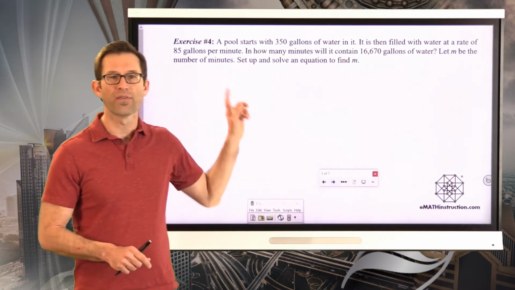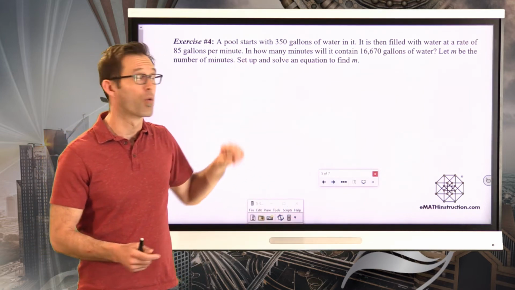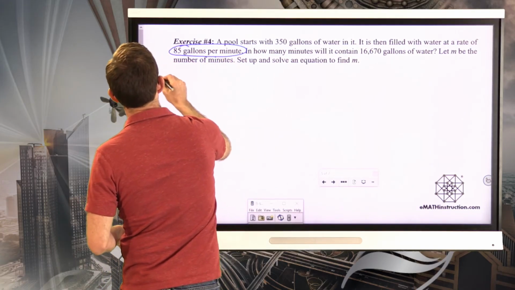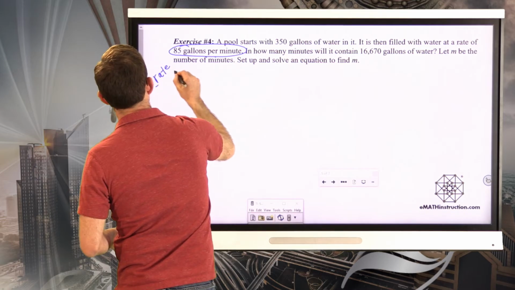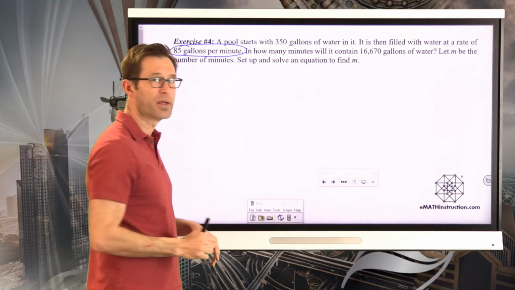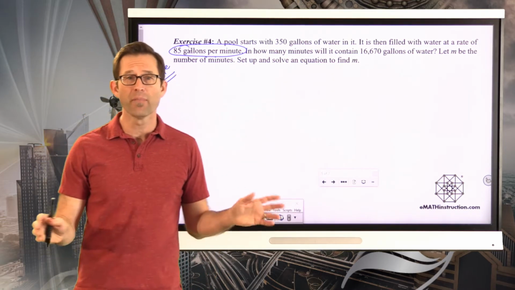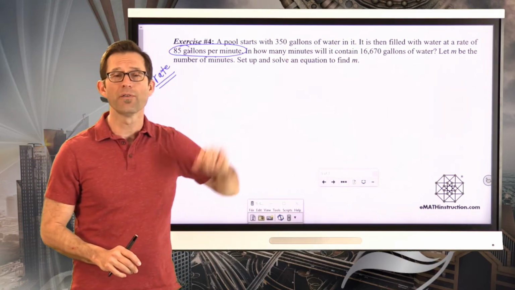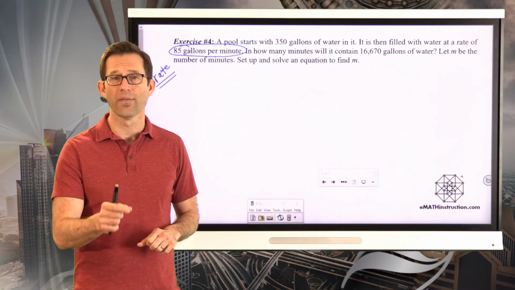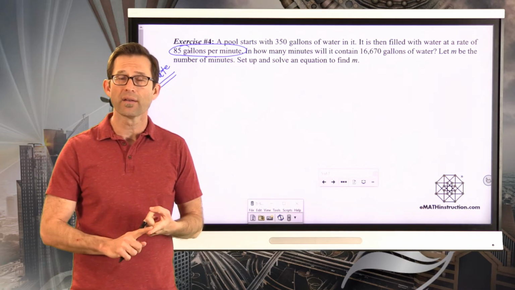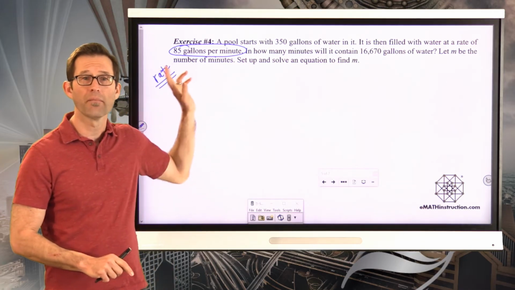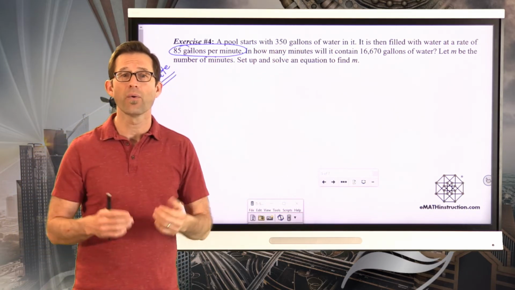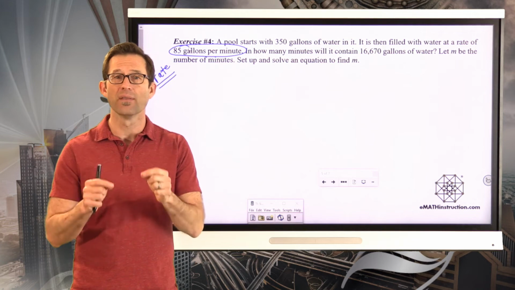Well, hopefully you'd take the 85 gallons per minute, that rate, right? And this is very important, right? This rate that we're dealing with, 85 gallons per minute. You would multiply that by 5 minutes and figure out, well, whatever that is. And then you'd add it to the 350 gallons that was already in there, right? So you'll take the amount of time, you'll multiply it by the rate. You'll add on the 350 gallons, and that will tell you how much water is actually in the pool.